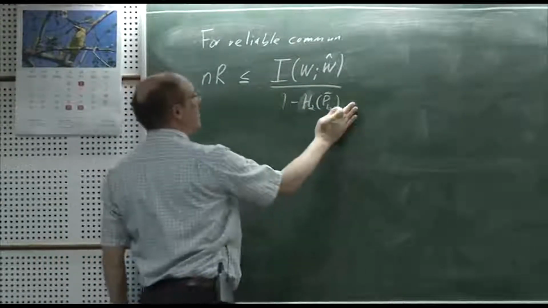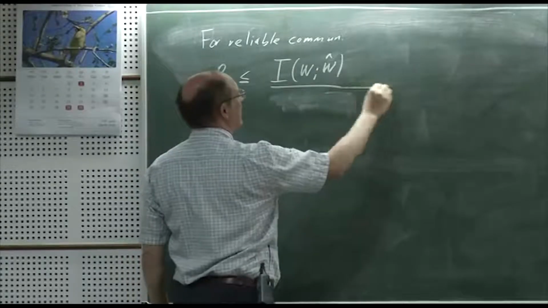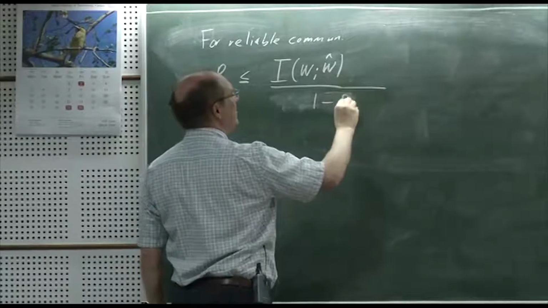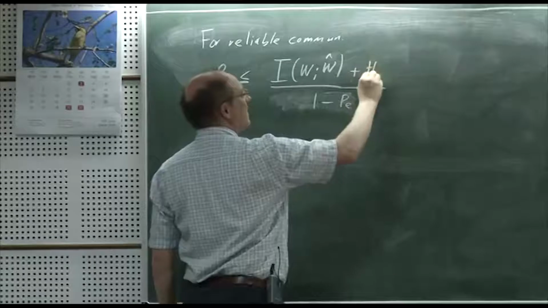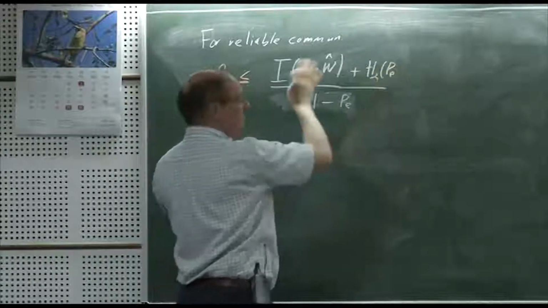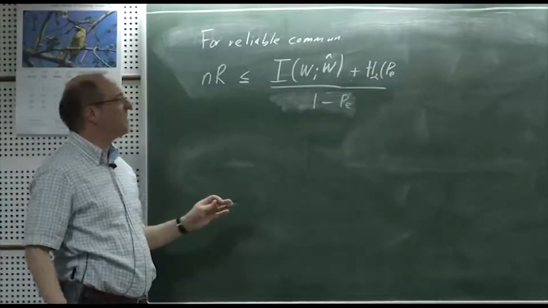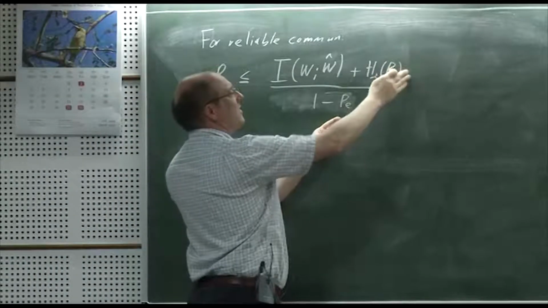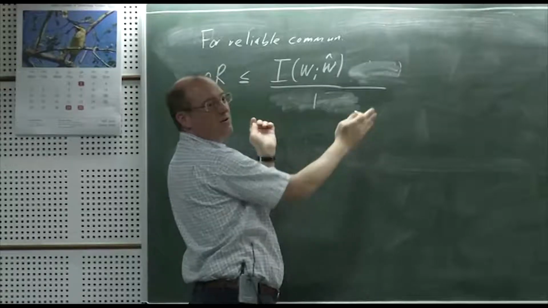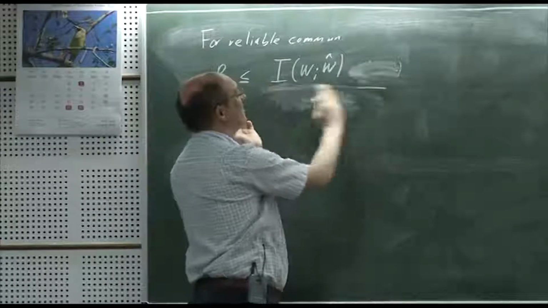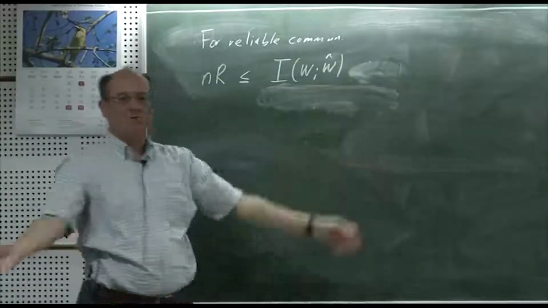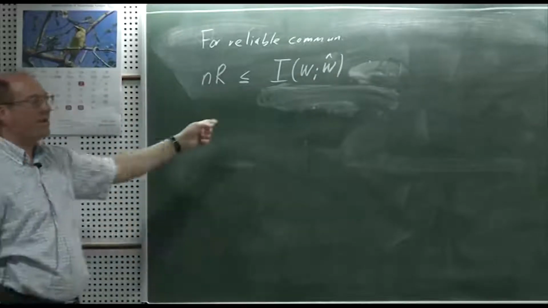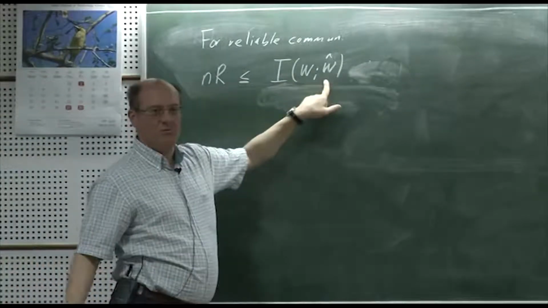Or if we're looking at block error probability, I have to think of what the bound looks like now, but I think it's 1 minus PE plus H2 of PE. That's the fully valid bound on block error probability. Again, when I write reliable communications, I mean PE goes to 0, this goes to 0, and this goes to 1, and we just get mutual information. So that's why I always like to start with the end-to-end mutual information first, right? The message, W, to its estimate.